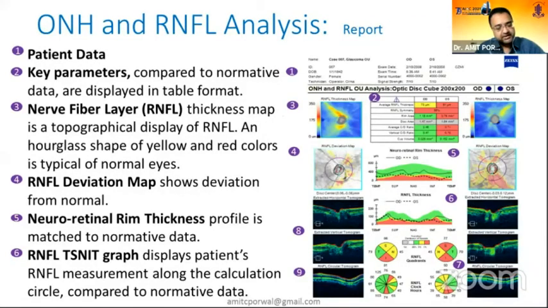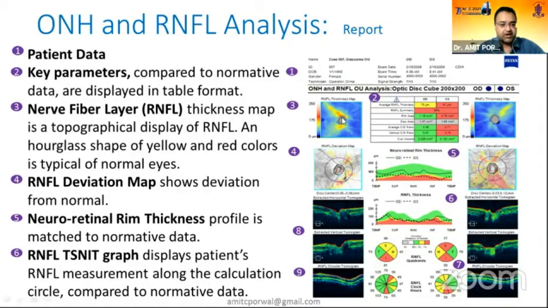So as we divided the Humphrey's field into various zones, even the ONH and RNFL analysis report, this is the report as we get it after the printout is taken. It has to be divided into various zones. Zone one is basically the patient data. Zone two is basically the key parameters compared to the normative data, which are displayed in table format. Zone three is the nerve fiber layer thickness map, which is a topographical display of the RNFL.